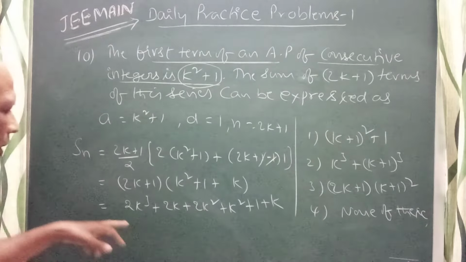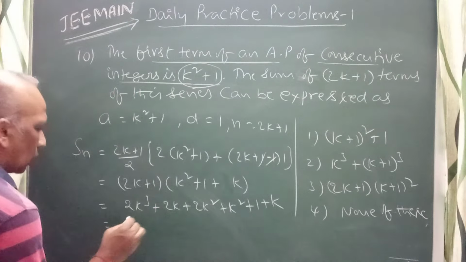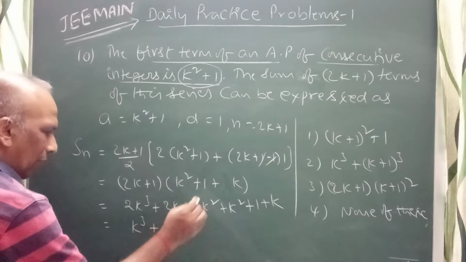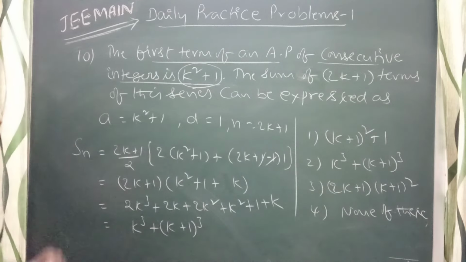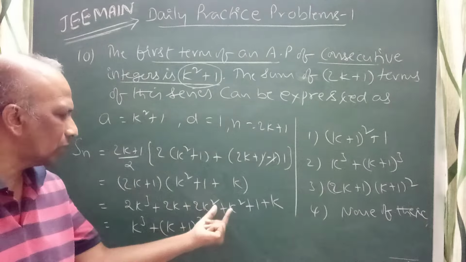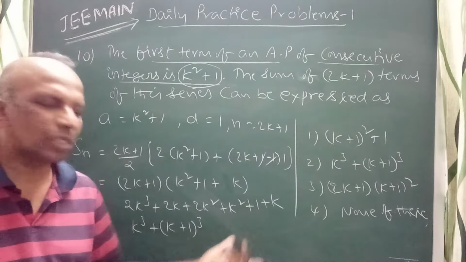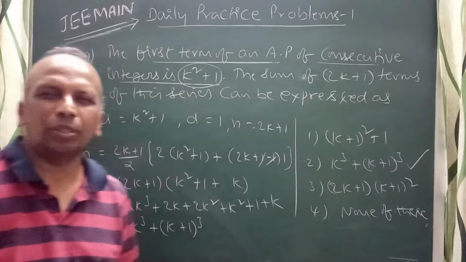I can express this in any one of the forms. I can express this as k cube plus (k plus 1) whole cube. You can check that: k cube, you will get 3k square, 2k square plus k square is 3k square, and again 2k plus k is 3k, plus 1. So this will be in this form. The second option is your answer.